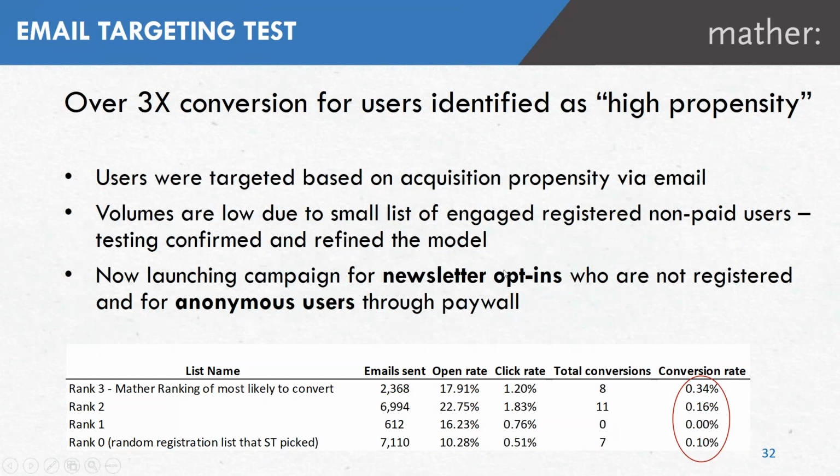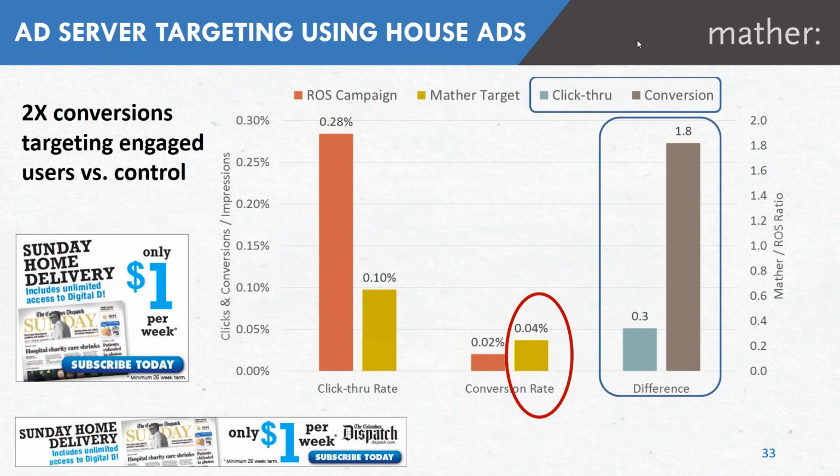I think we had another test in here. Yeah, here we go. This is a similar test where we did a run of site campaign with no targeting, and we did a Mather high propensity segment. What was unique about this one was that the click-through rate was actually higher for the run of site, but overall the conversion rate was twice as high for the Mather group. So again, these are the results of testing some of these propensity scores and validating that the model works.